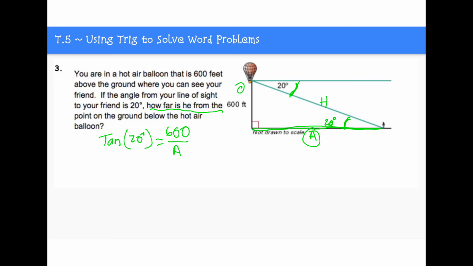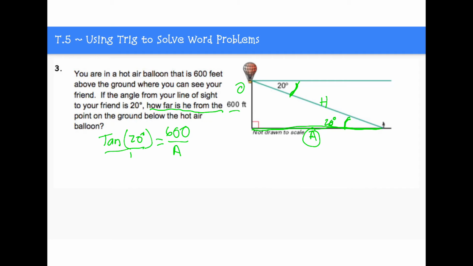We know that our opposite is 600 feet, so we'll use the O and the A, which is tangent. And because we're missing the side, we use normal tangent. If we're missing the angle, then we would use inverse tangent, but we know the angle is 20 degrees, so we don't need to worry about that.